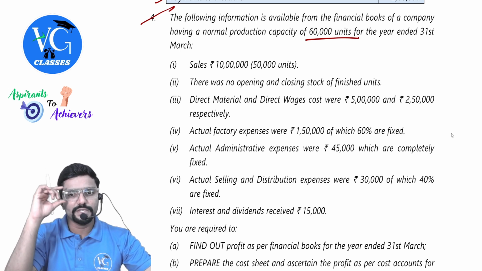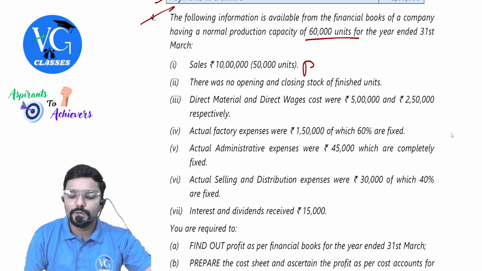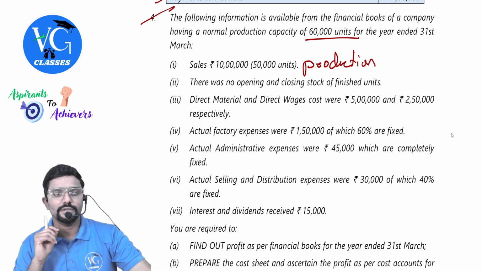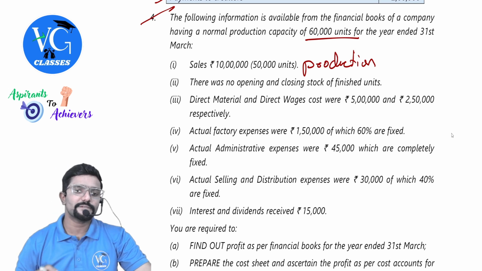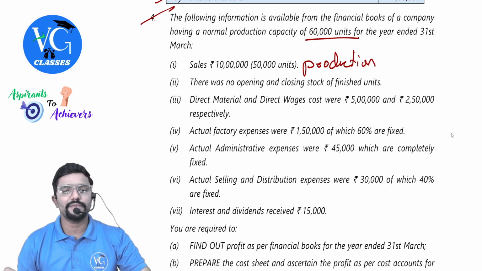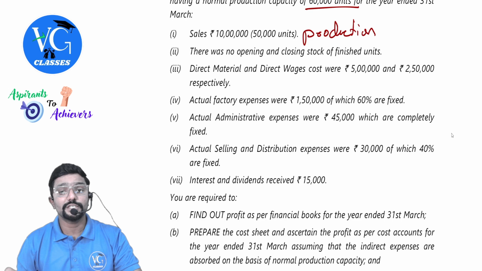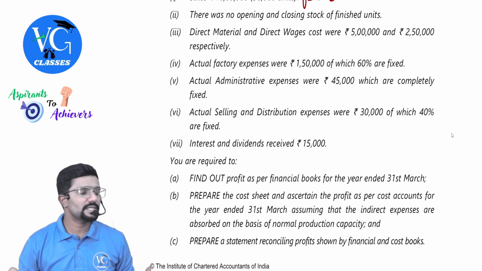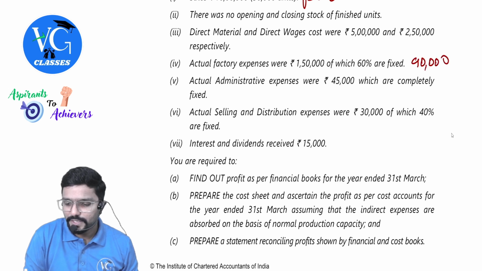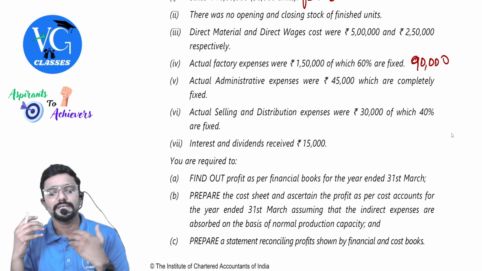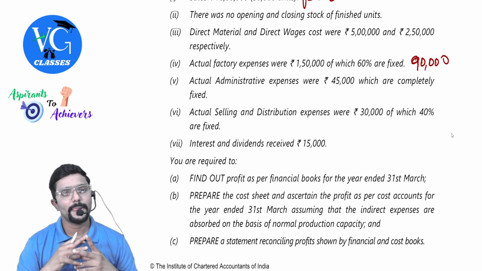There was no opening and closing stock of finished goods. That means sales is equal to production. Direct material and direct wages cost were 5 lakh and 2 lakh 50 respectively. Actual factory expenses were 1 lakh 50,000, of which 60% are fixed. How much does it come to? 90,000. That means 90,000 is fixed, 60,000 is variable.